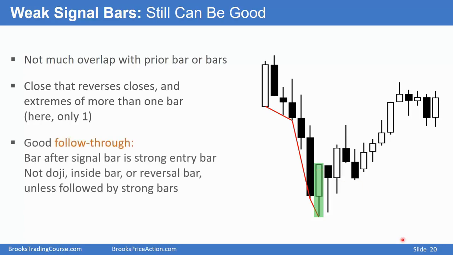And I want to see good follow-through. It's better if the bar after the signal bar is also a strong signal bar in the direction that you want to take the trade. Preferably not a doji bar, not an inside bar, not a reversal bar. For example, if you want to buy, you don't want to see a doji bar, you don't want to see a bear body, and you prefer not to see an inside bar. You want the market to race up right away. So this is not an ideal signal bar.